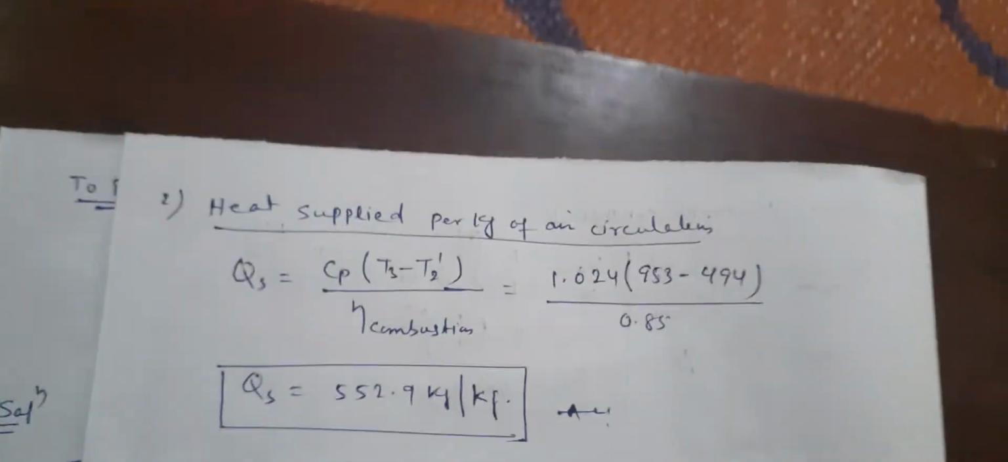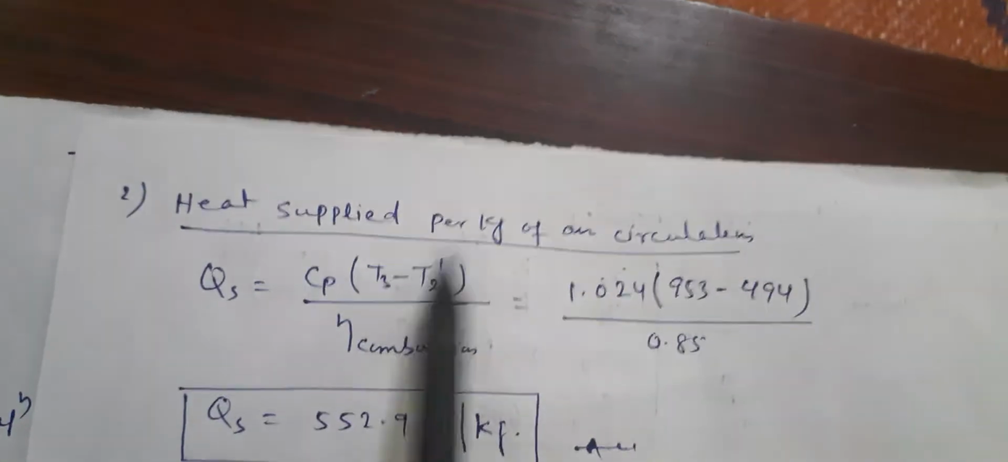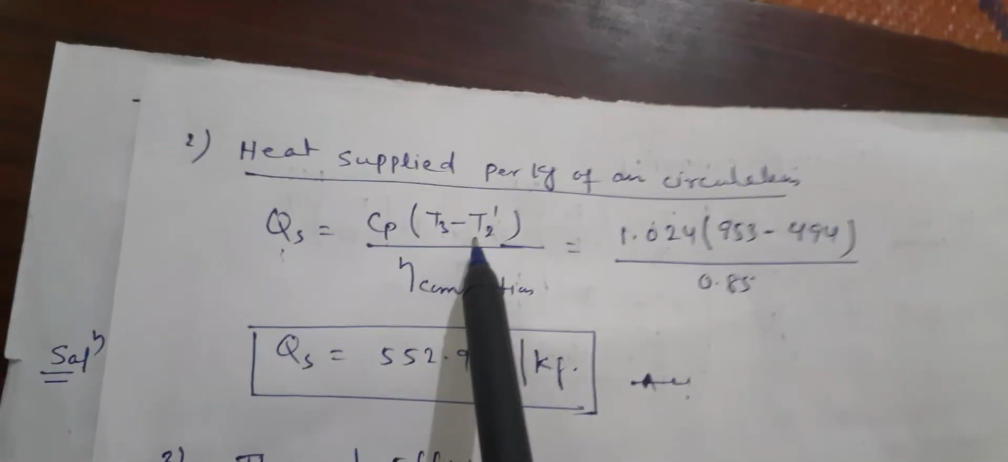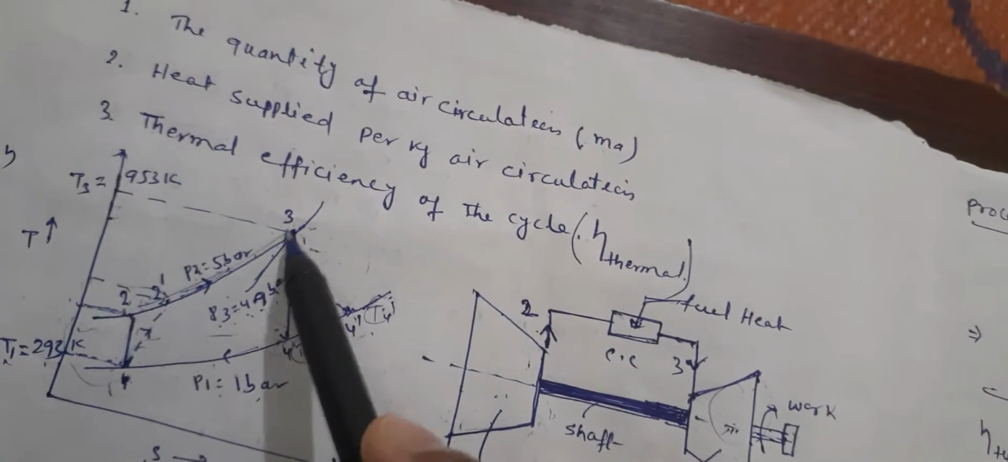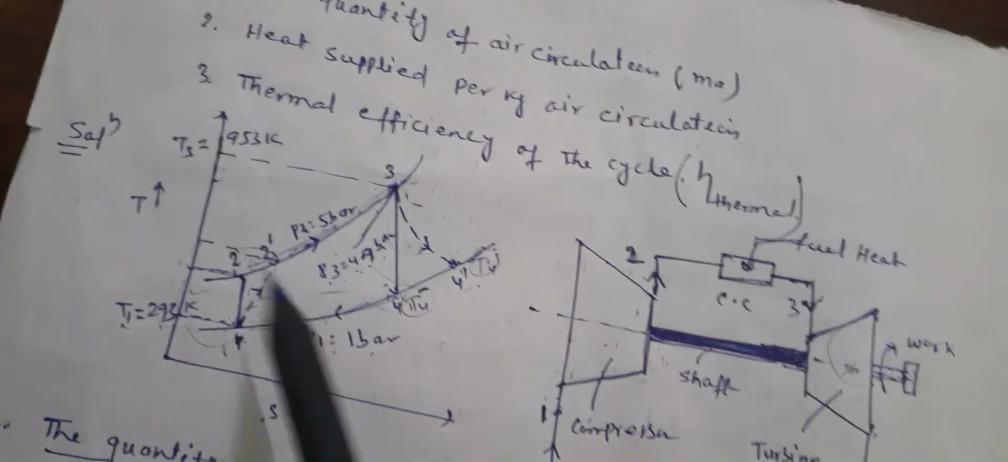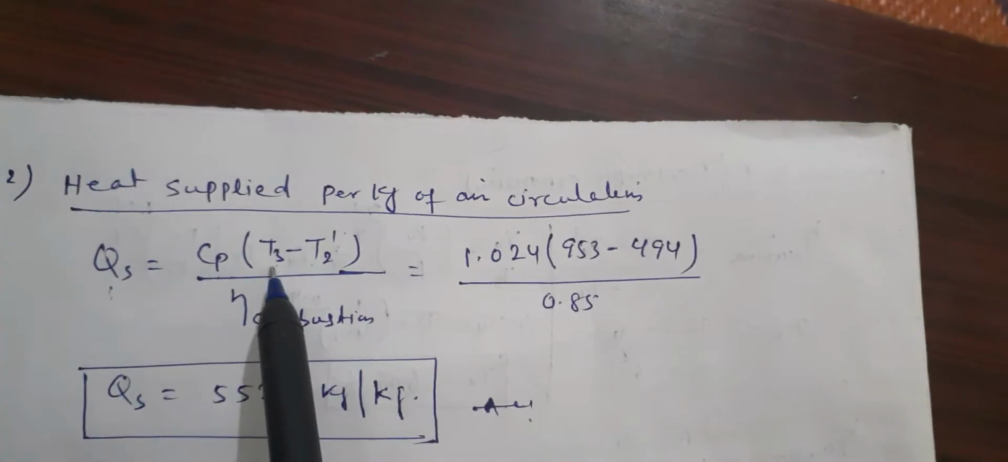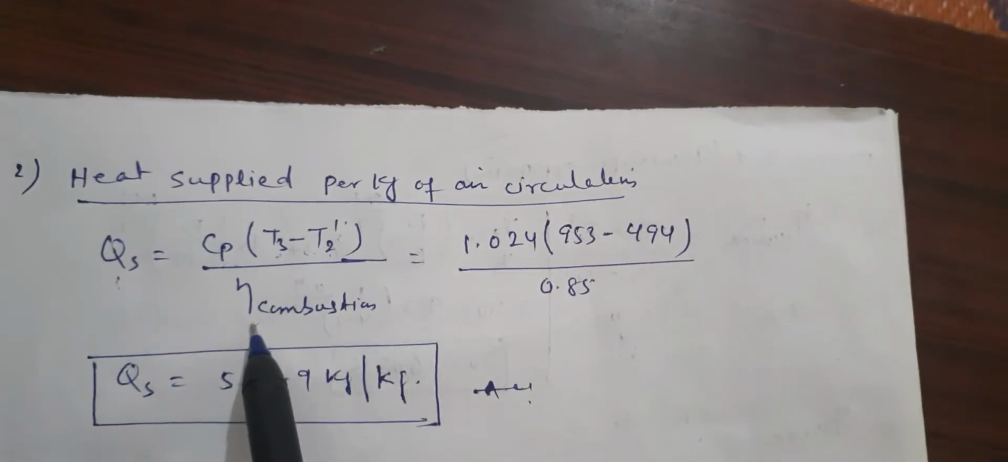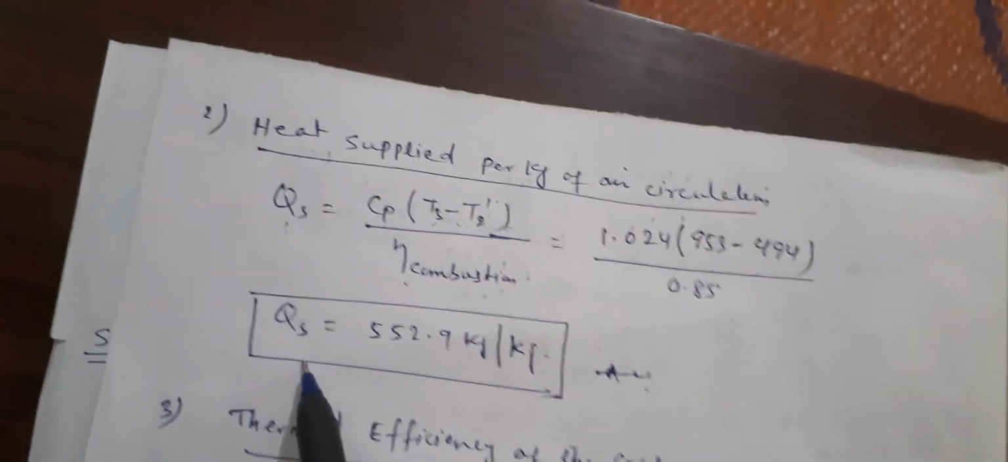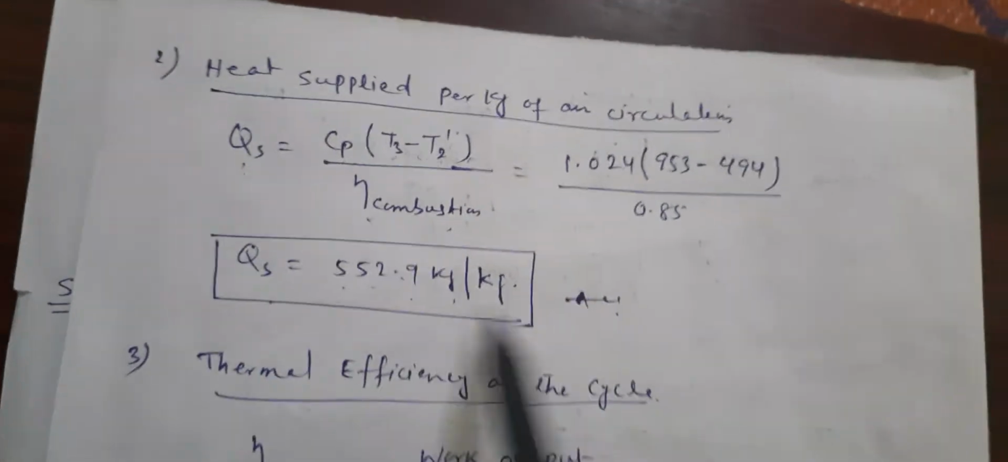After that, the heat supplied per kg of circulation. Heat supplied is Cp times (T3 minus T2 dash) divided by the efficiency of combustion. Heat is supplied only in this portion, and here is heat rejected. So we consider only this portion. All values are given; substituting in this equation, we get the heat supplied as 552.9 kilojoule.